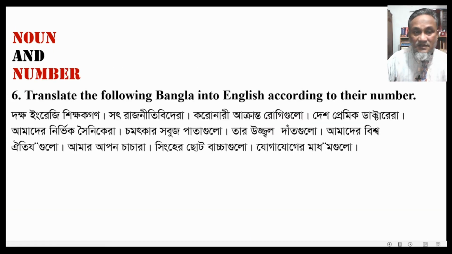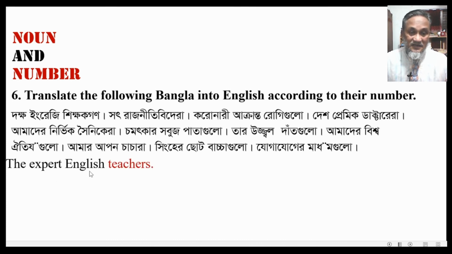If you don't know the singular number and plural number, you cannot make the subject. And if you can't make the subject, you cannot use the right verb. So it is very important to know the singular number and plural number of nouns. Suppose the expert English teacher. We use the because it's a partial truth. All teachers, and part of the all teachers is expert. That's why we use here the.